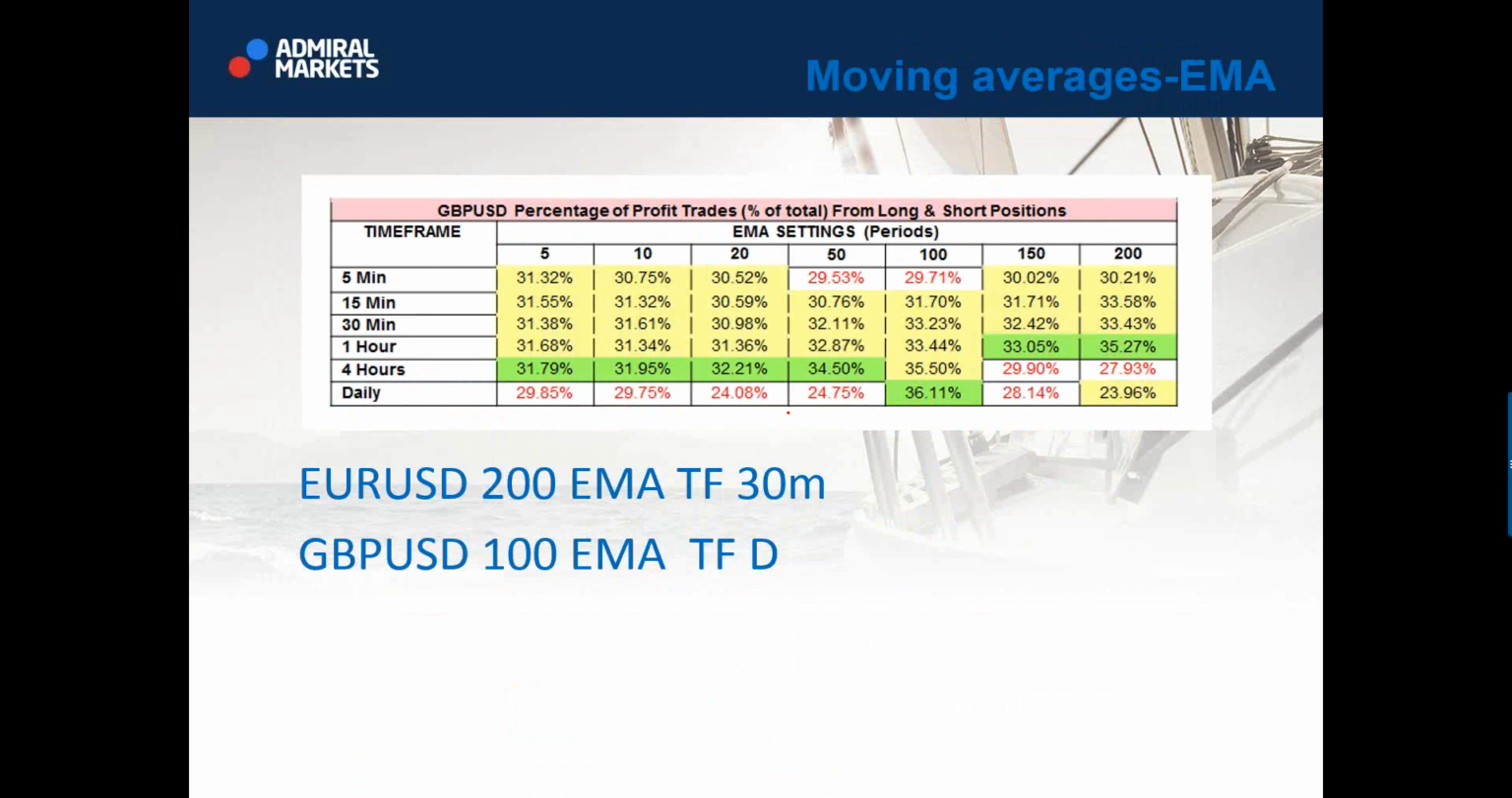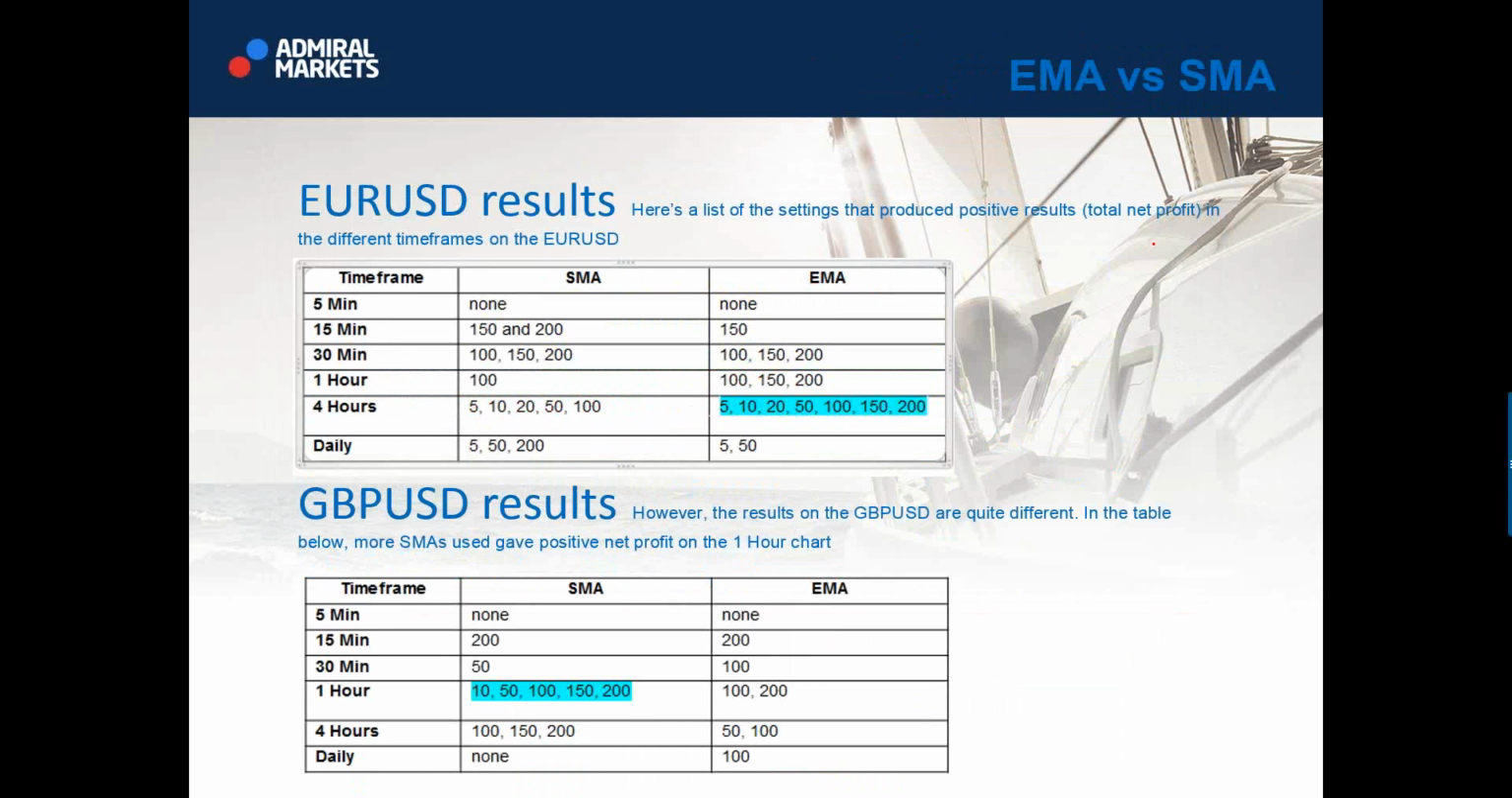Okay. Now, euro-dollar results, so I am giving you the list of settings that produce positive results in the different time frames for both euro-dollar results and GBP dollar results. Okay, on the 4-hour, 5, 10, 20, 50, 100, 150, 200, and GBP results basically were best on 1 hour of all the SMAs, okay, and EMAs.